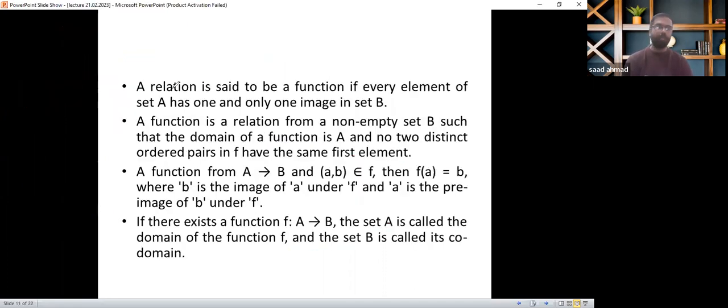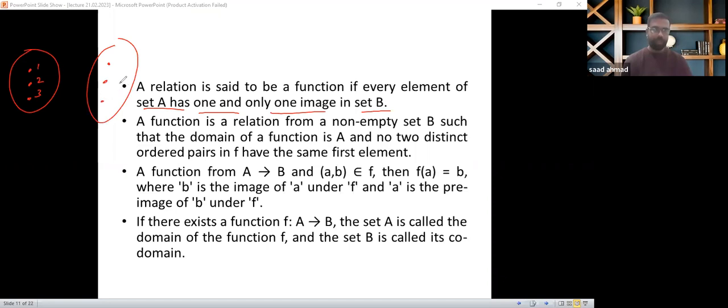Okay, so a relation is said to be a function if every element of set A has one and only one image in set B. Let's say we have three things here, 1, 2, 3, and there are A, B, C, D, E. The function is, I decide the rule that 1 will go to A, 2 will go to B. If I input the 3, I will get the C. All right. So now I know.